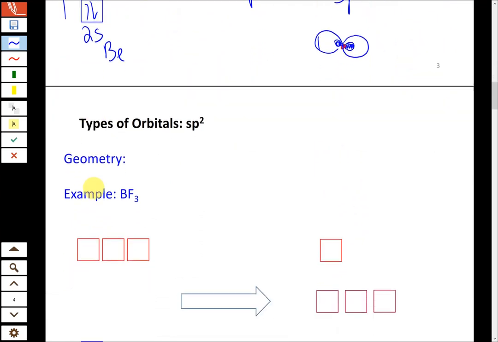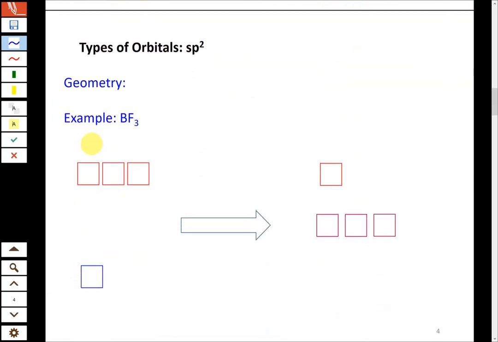Now if we go to sp2 hybridization, this is the next one. This is the hybridization that's correlated with the trigonal planar geometry, which as we said last time is three electron groups. So if you have AX3, for example, or any combination of three electron groups that has a trigonal planar arrangement, you would need to do sp2 hybridization.